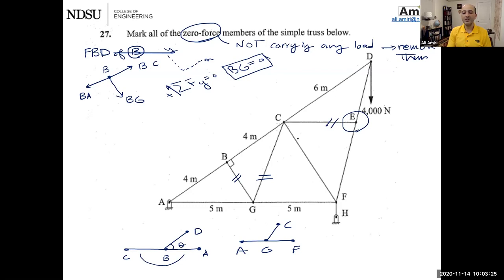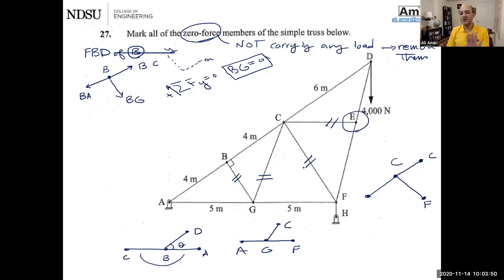Now look, CG and CE, I have removed them because they're 0 force members. So now let's see what happens to point C. This one is removed. There's nothing in CG, and there is one going this way. Do you kind of see the same trend? 2 members in one line, the third one. So this is also a 0 force member.